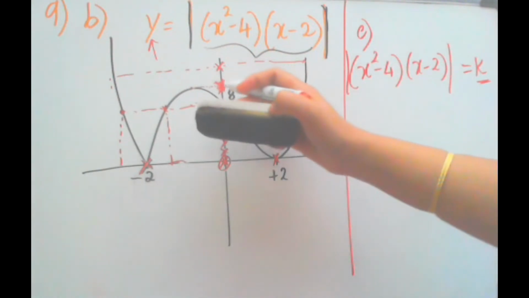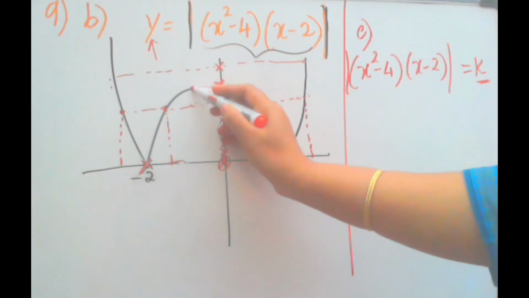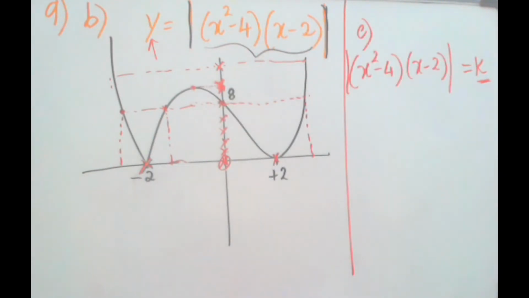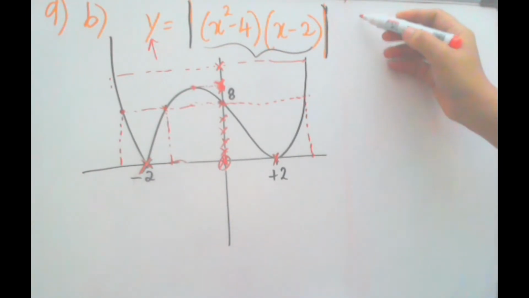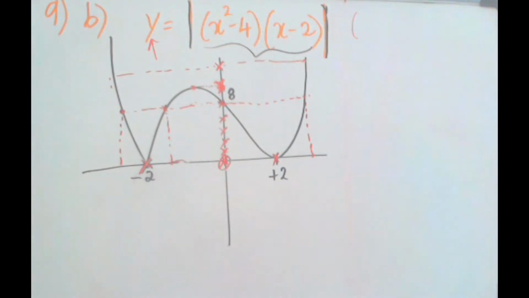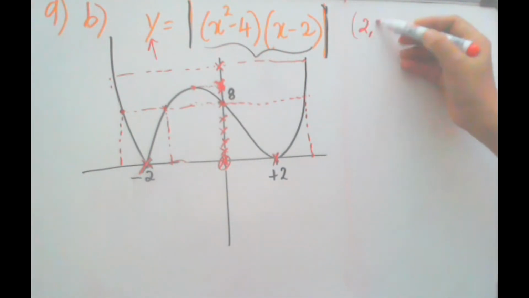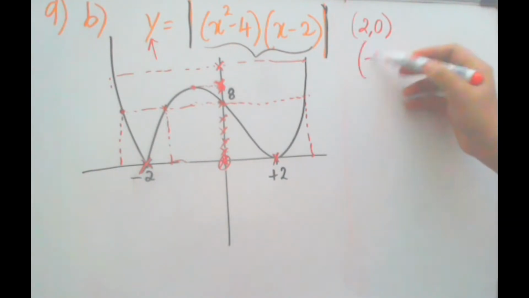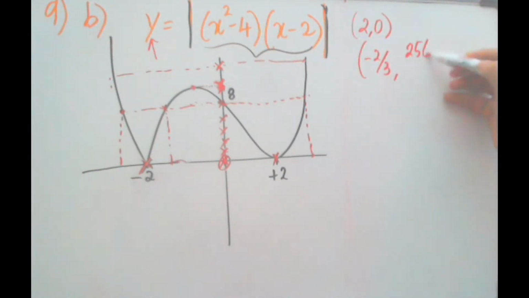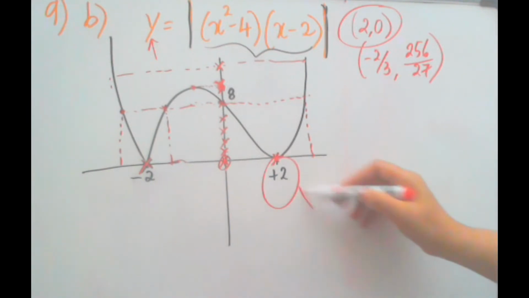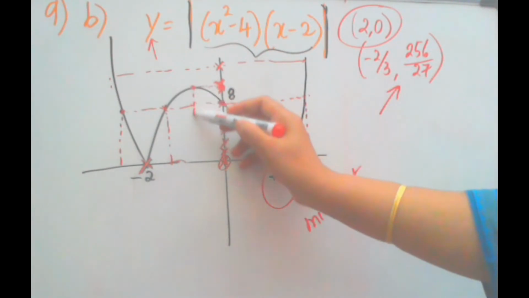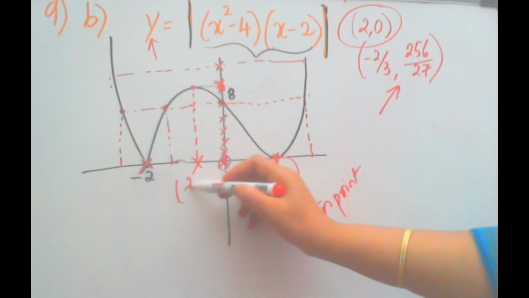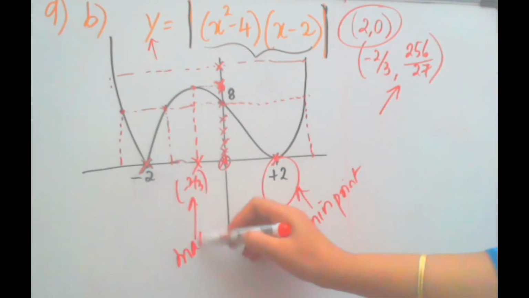Now it is up to us to first find the max value here. So what is this max value? We have already found out our stationary points' coordinates, isn't it? What were the stationary points? Go back and check. The first stationary point is 2, 0, and the second was minus 2 over 3, 256 over 27. Do we identify this 2, 0? Yes, this is the point. This is the min point. And minus 2 over 3 is this point. This was the max point.